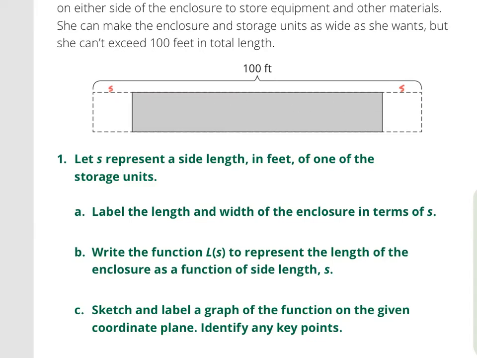So to write that algebraically, I would say we have the total distance of 100 minus the first shed minus the second shed. And rather than writing minus S and minus S, I can just simplify that and say minus 2S. Now, that is the distance going across. Now I need the distance of this side right here. And if this side is S, that means this side right here is also S. So if the length is 100 minus 2S, that means my width is just S.